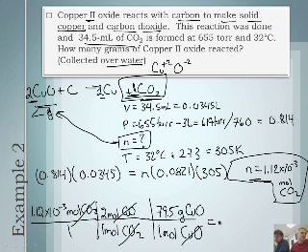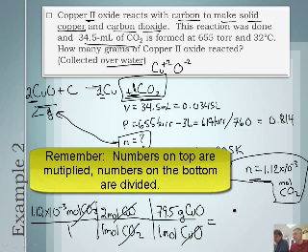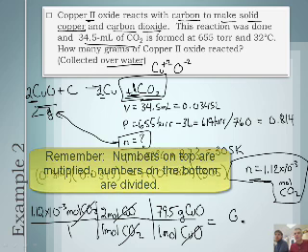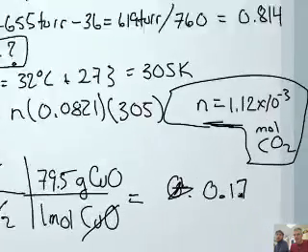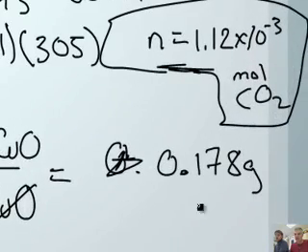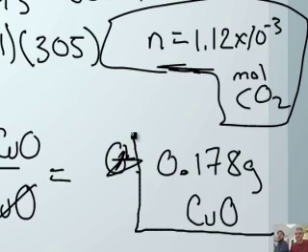And we take 79.5 times 2 times 1.12 times 10 to the negative 3. I must have hit the divided by sign. There we go. 0.178 grams of CuO.